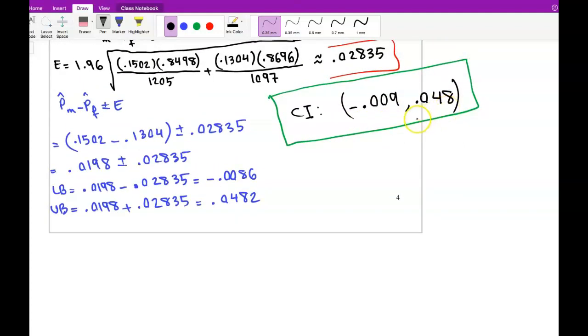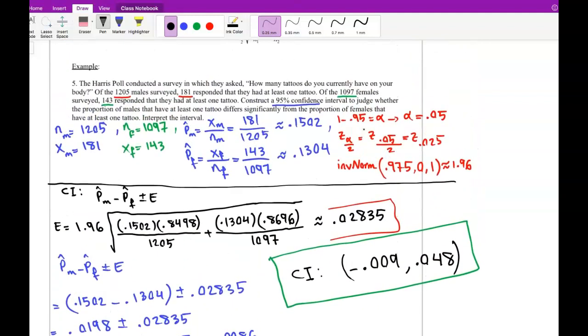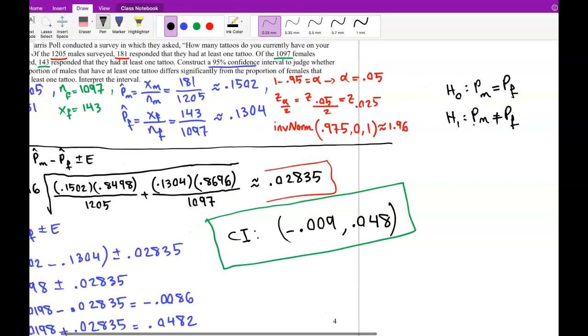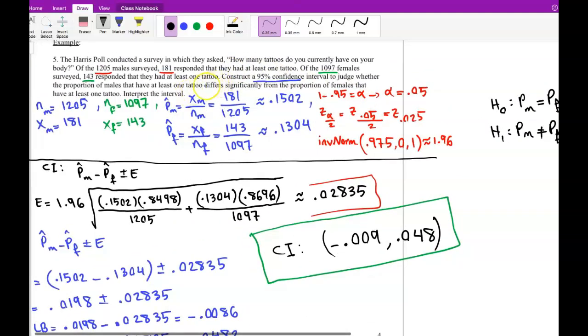Now based on what the interval is, I want to see what the conclusion is, if we are rejecting the null or not. First, let me explain what the null and alternative were for this part. It didn't ask us to find it, but I'm just writing it. The null was males equal to females, and H1 is not equal to, because here again we don't see any greater than or less than. We only want to compare these two groups.